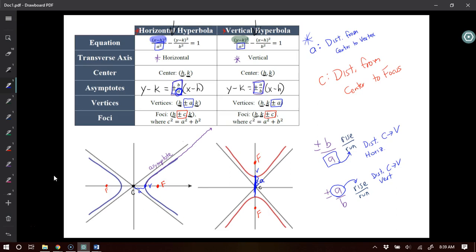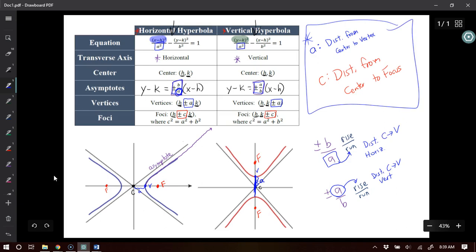So this is just meant to show you some of the visual patterns. A lot of them, if you understood the visual cues for ellipses, are the same for hyperbolas.